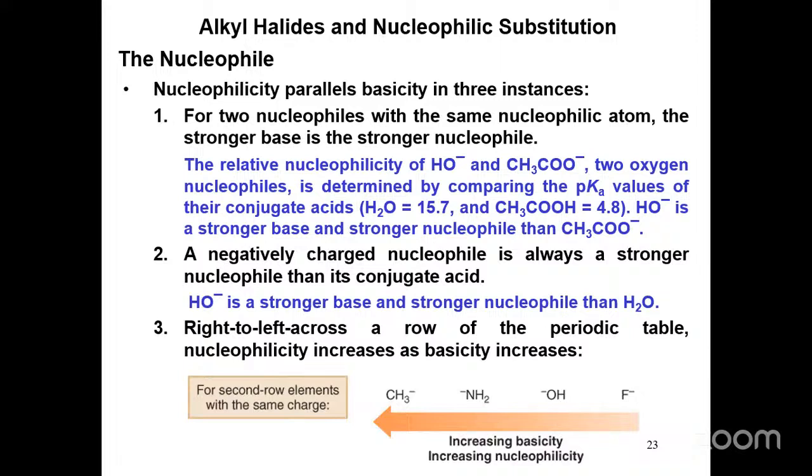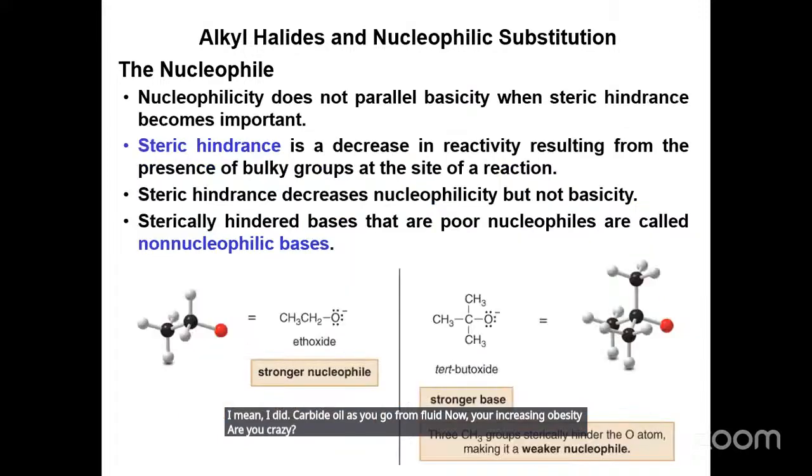So one can always be sure that for the fluoride, the hydroxide, the amine, and the carbanion, as you go from fluoride, you are increasing basicity and you are increasing nucleophilicity.